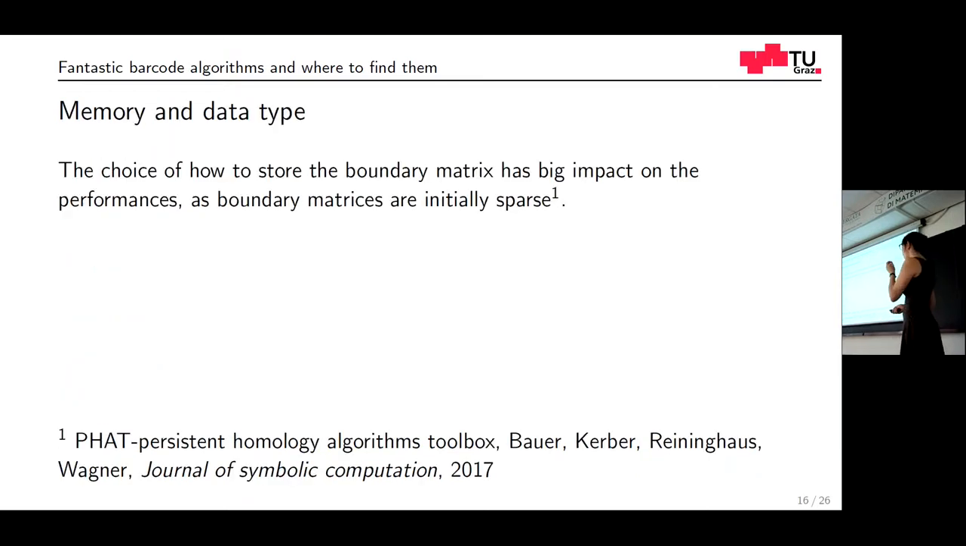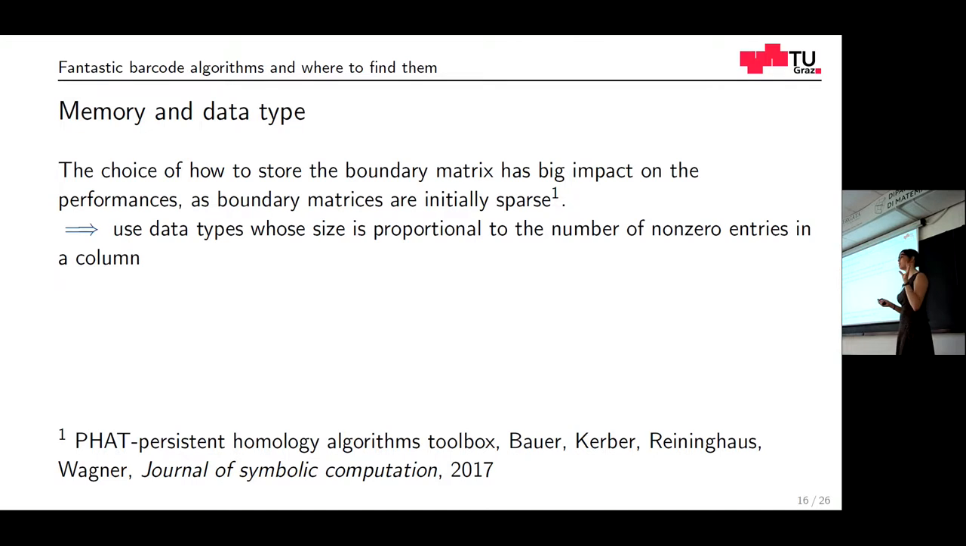Okay. Another thing that I want you to remember, because it's very, very important and often passes under the radar, is that the choice of how to store the boundary matrix has a huge impact. Because the matrix is initially sparse. If I store a kilometric vector of 0 and 1, then I'm going to lose a lot of memory. Because at the beginning, in a column that may be very long, I'm just going to have 3 non-zero entries. So if I remember only the indices of these non-zero entries, it's much better than remembering all these kilometric 0 and 1.